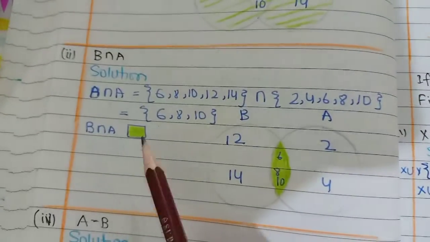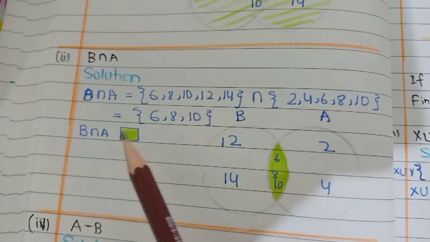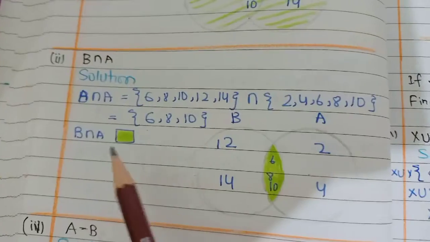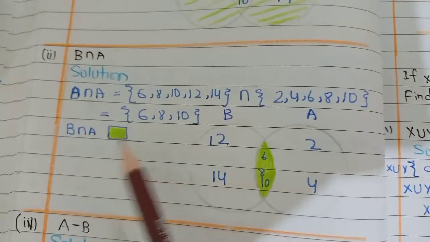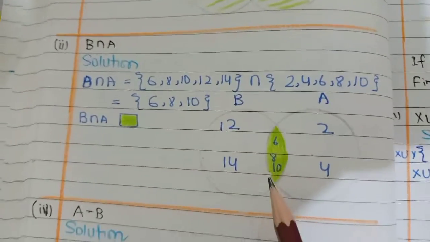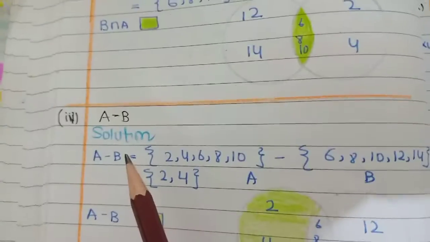If I am showing lines here, I will draw lines only here. If I am showing coloring, I will show the color only. And whatever color I am using here, I will use the same here. If I am using pencil shaded area, I will use the same thing. Okay. Then A minus B.